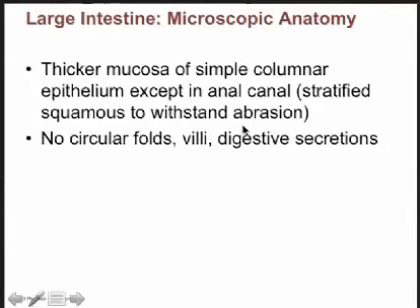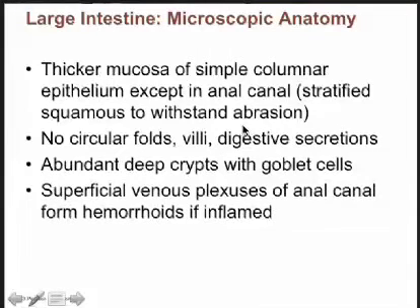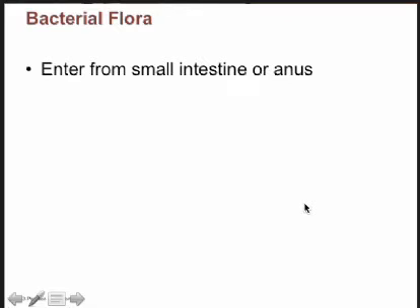There are no circular folds, no villi, and no digestive secretions, and there are deep crypts with goblet cells that secrete the mucus into the large intestine. There's also a superficial venous plexus in the anal canal that, again, can form hemorrhoids if it is inflamed, and we talked about those.